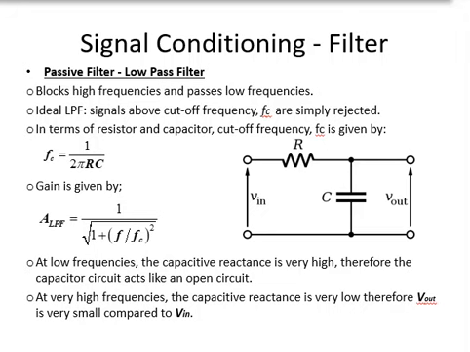At low frequency, the capacitive reactance is very high. Therefore, the capacitor acts like an open circuit. At very high frequency, the capacitive reactance is very low. Therefore, V out is very small compared to V in.